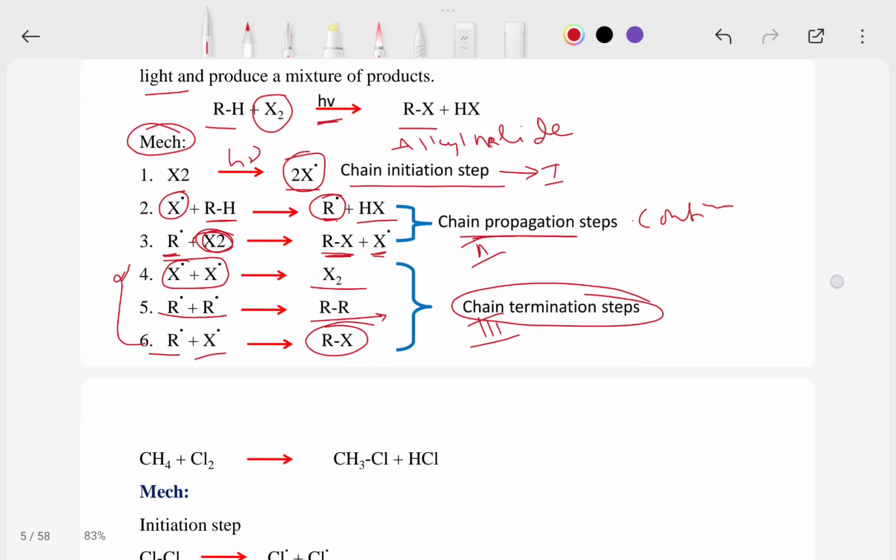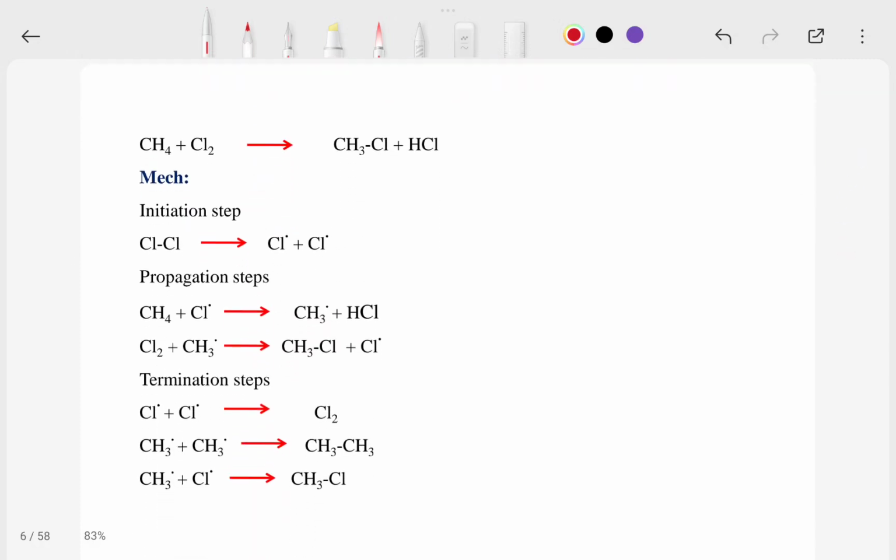For example, I am taking methane reacting with chlorine in the presence of sunlight. The products are methyl chloride and HCl. You can observe the mechanism of this reaction. First step, chain initiation: chlorine under the influence of sunlight forms chlorine radicals. In the second step, the chlorine radical reacts with methane to form methyl radical and HCl. This methyl radical again reacts with chlorine to form methyl chloride and Cl dot. This is the chain propagation step.